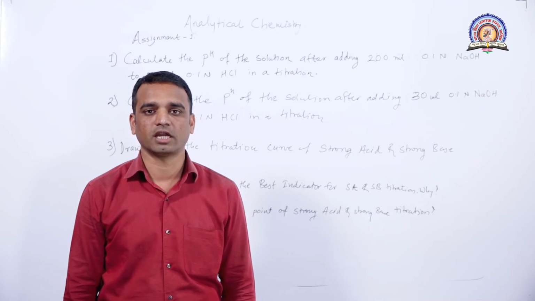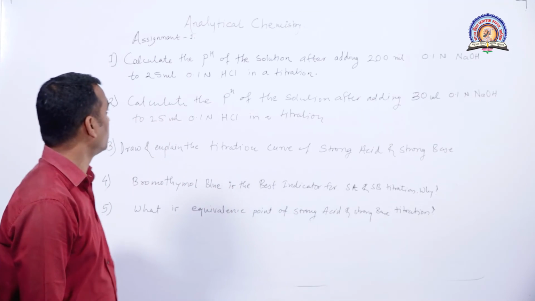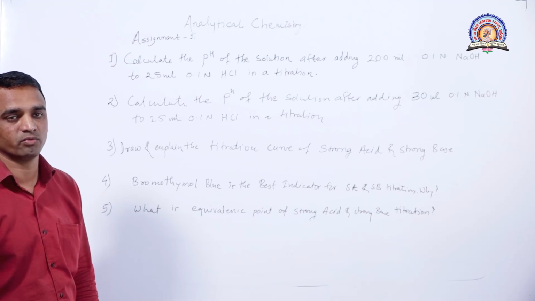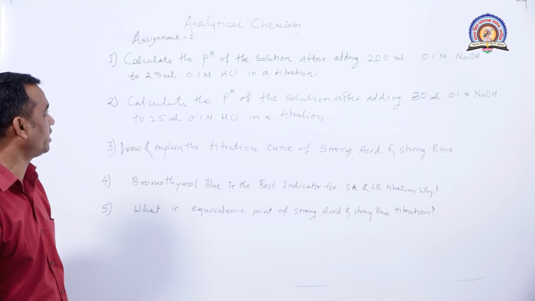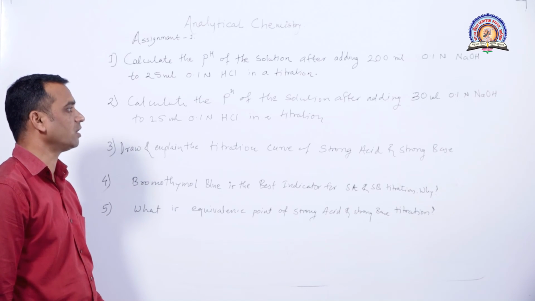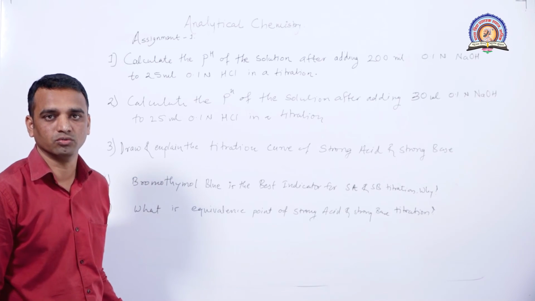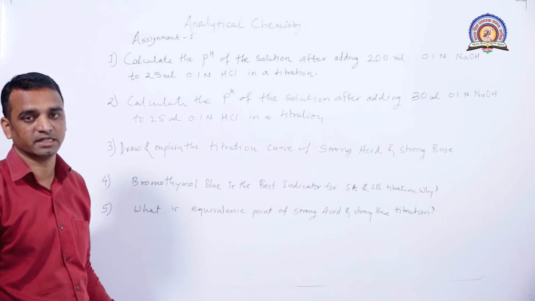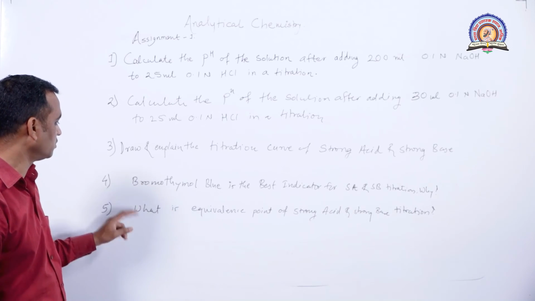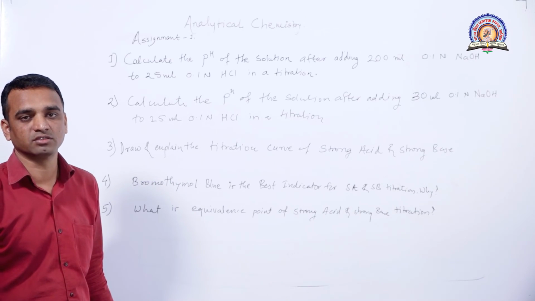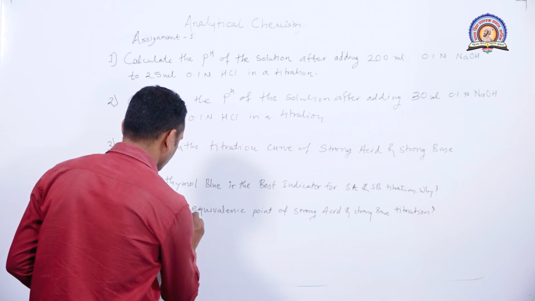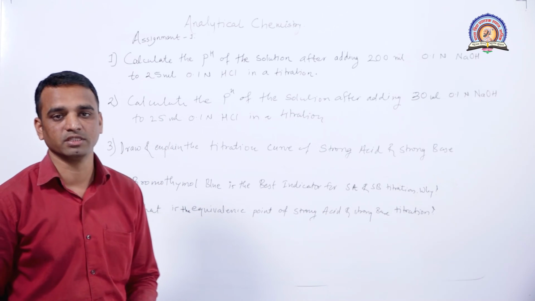Student assignment on the topic titration of strong acid strong base curve. Question 1. Calculate the pH of the solution after adding 20 ml of 0.1 normal NaOH to 25 ml of 0.1 normal HCl in a titration. Second problem, calculate the pH of the solution after adding 30 ml of 0.1 normal NaOH to 25 ml 0.1 normal HCl in a titration. Third, draw and explain the titration curve of strong acid strong base. Fourth, bromothymol blue is the best indicator for the strong acid strong base titration. Why? And last question, what is the equivalence point of strong acid strong base titration?